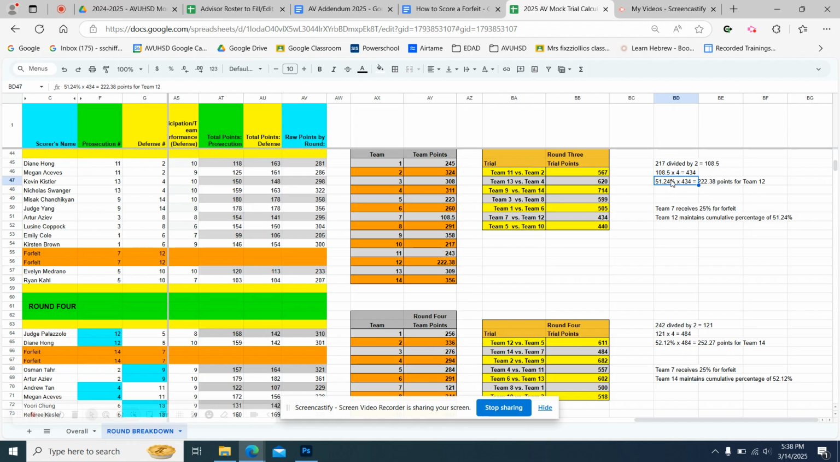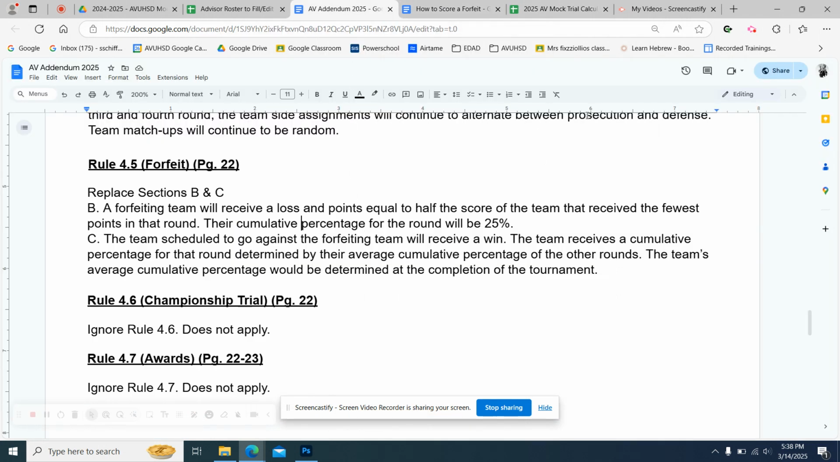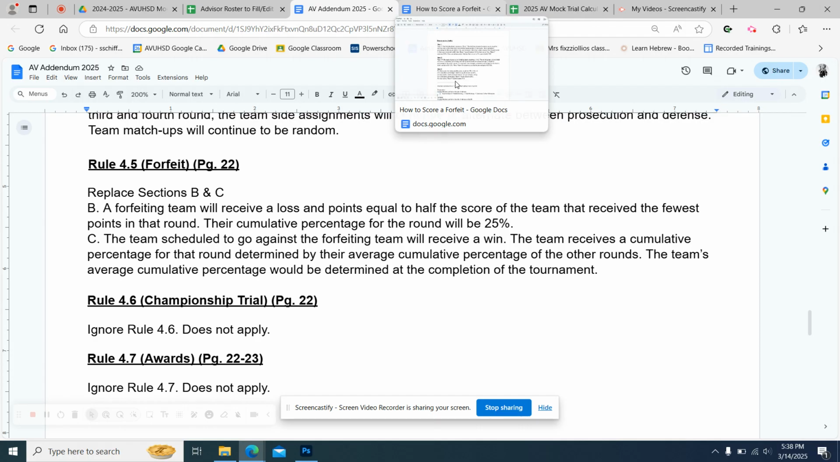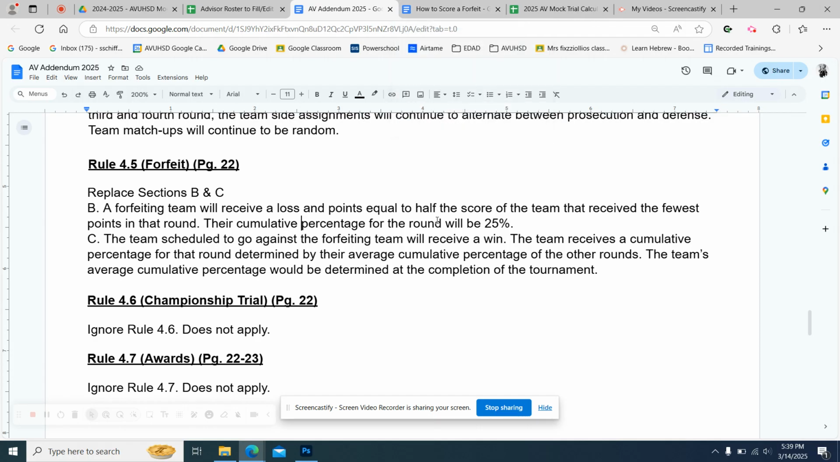And then as far as the winning team goes, the cumulative percentage for the forfeiting team would be 25%, and we already mentioned how many points that would be for the team scheduled to go against the forfeiting team. They would receive the win, and they would receive a cumulative percentage for that round determined by their average cumulative percentage of the other rounds.